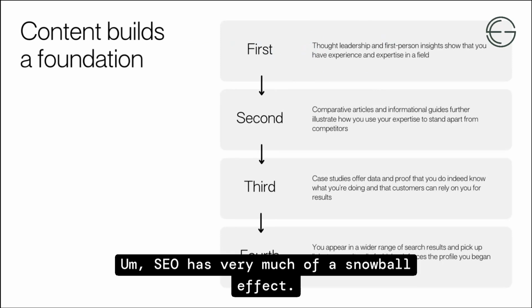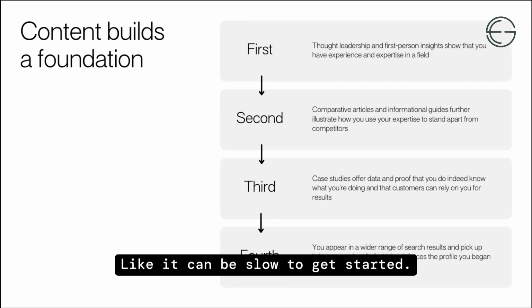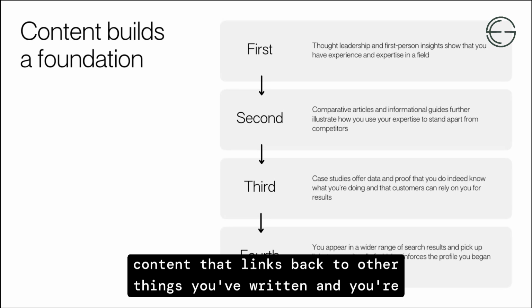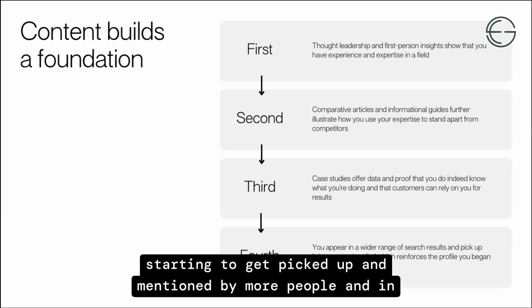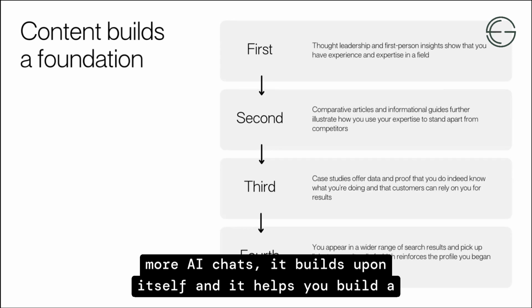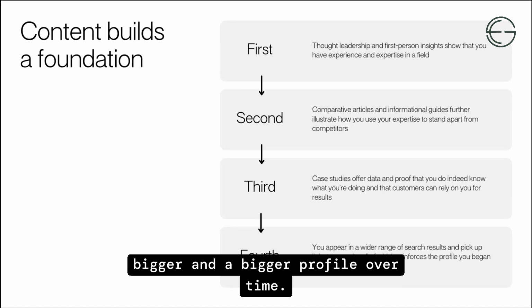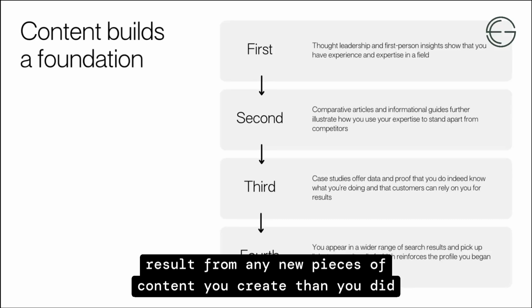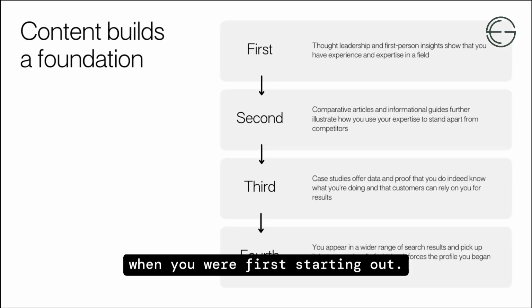SEO has very much of a snowball effect. It can be slow to get started, but once you do and you've been creating content and writing content that links back to other things you've written and you're starting to get picked up and mentioned by more people and in more AI chats, it builds upon itself and it helps you build a bigger and bigger profile over time. And then eventually you're going to see a much faster, wider reaching result from any new pieces of content you create than you did when you were first starting out.